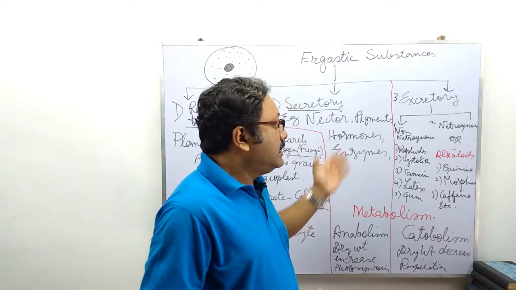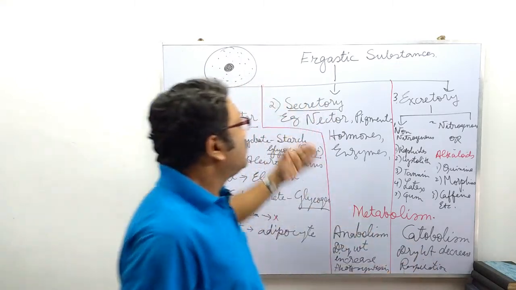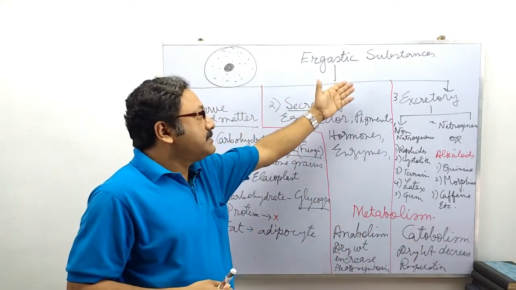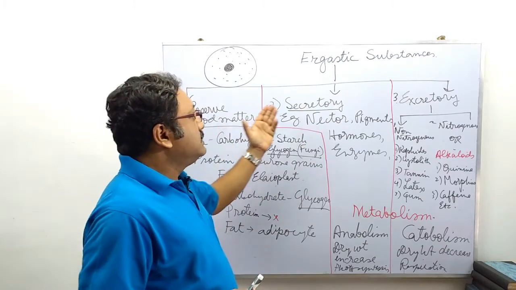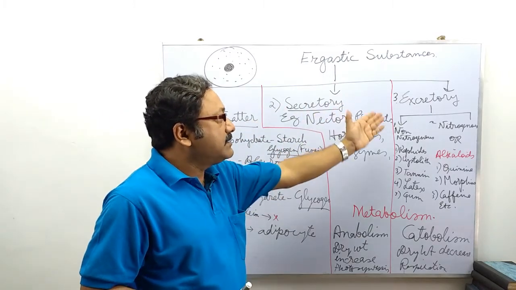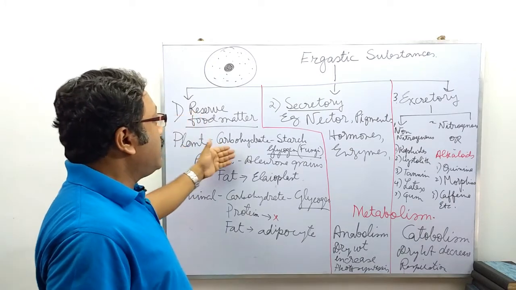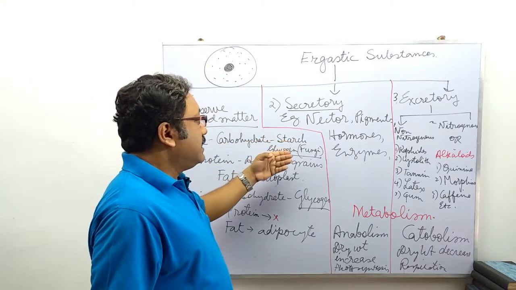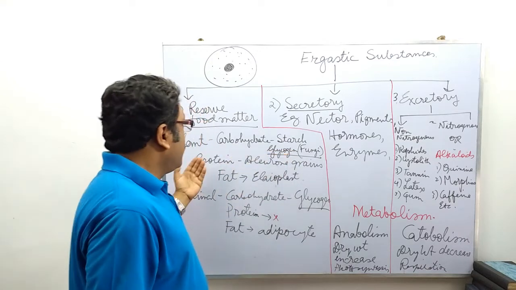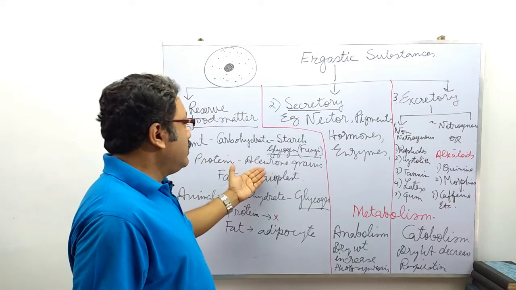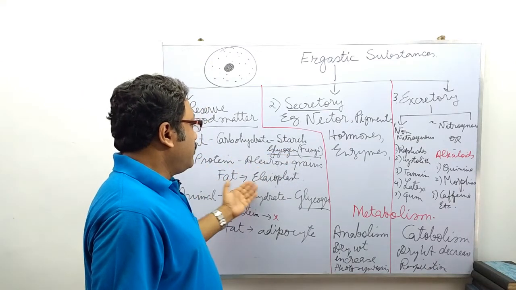So, let us brush up once again. The ergastic substances are reserve food matters, secretory matters and excretory matters. Reserve food matters are, in case of plant, carbohydrate, starch, and in case of fungi it is glycogen. Protein is stored in the form of aleurone. Fat is stored in the form of elaioplast.